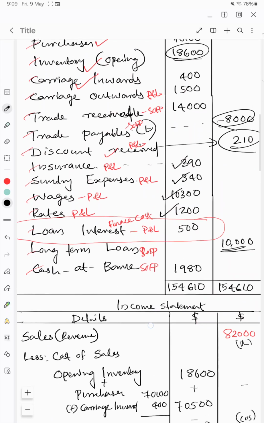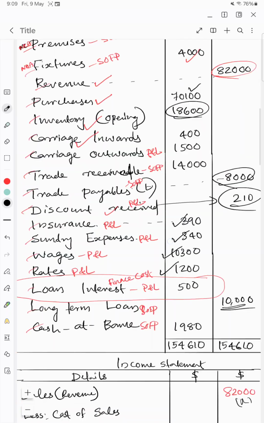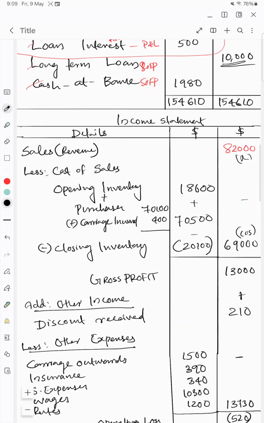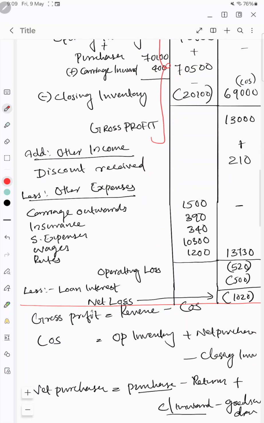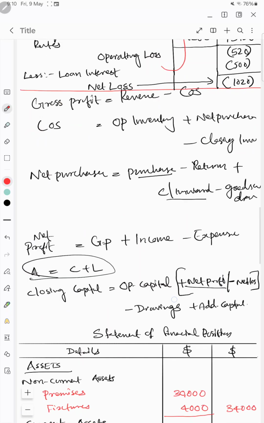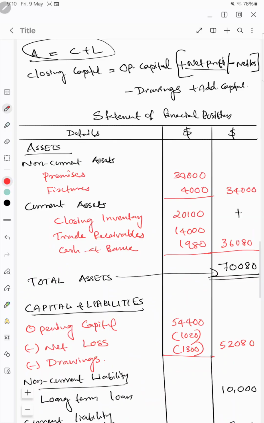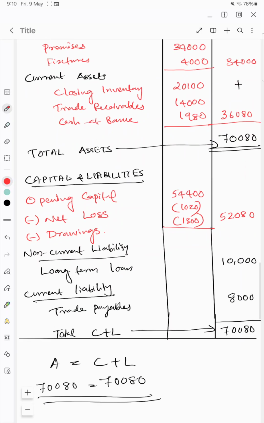So use the equation, and first you can do the trading section, up to gross profit. Then from gross profit calculation onwards, it's called the P&L account section. Gross profit plus other income minus other expenses, you will get either net profit or net loss. Then you can do the statement of financial position, with non-current asset as well as current asset, then capital plus liability, and it will be equal. So this is all about this question.